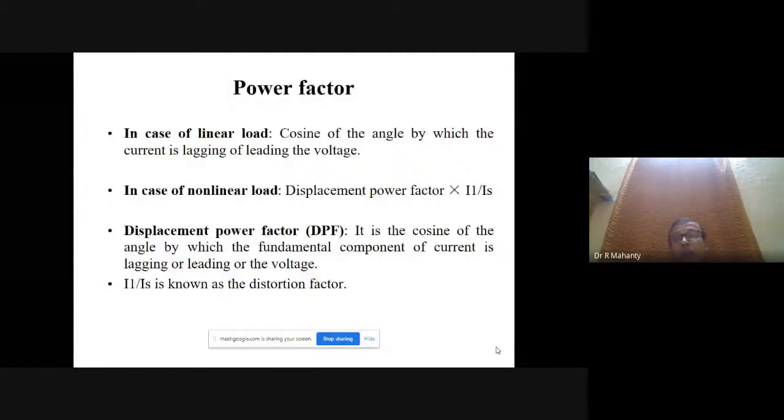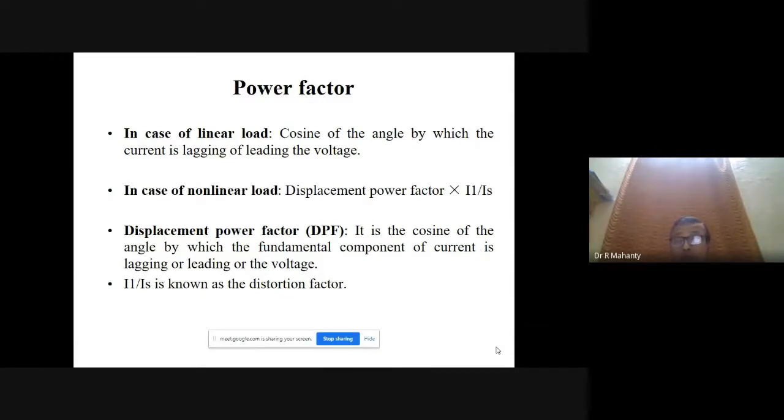Therefore, how will you define the power factor in such a case where the load is a nonlinear load? In such a case, we define the power factor as the displacement power factor multiplied by I1 divided by IS, where I1 is the fundamental current and IS is the total current. Now, what is the displacement power factor? It is defined as the cosine of the angle by which the fundamental component of current is lagging or leading the voltage.